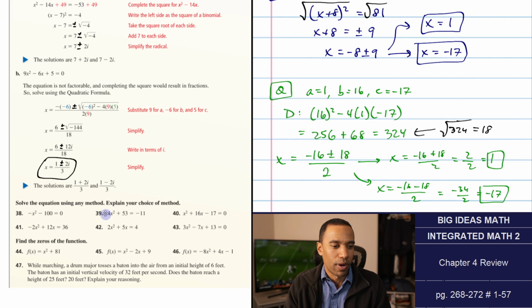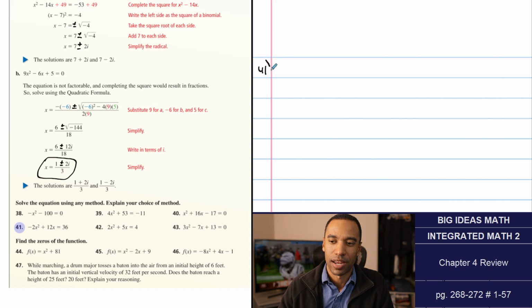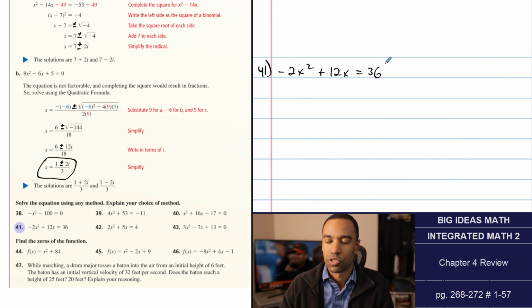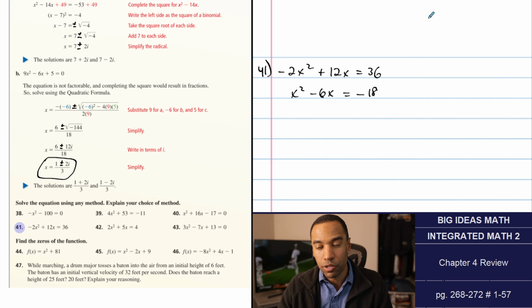Okay, number 41. No matter what I do with these problems, it seems most likely that I want to divide everything by negative 2. Number 41, I have negative 2x squared plus 12x equals 36. So this isn't even a method thing. This is divide everything by negative 2 because it's best for the sake of your problem, no matter what. There we go. All right, now you choose your three methods.